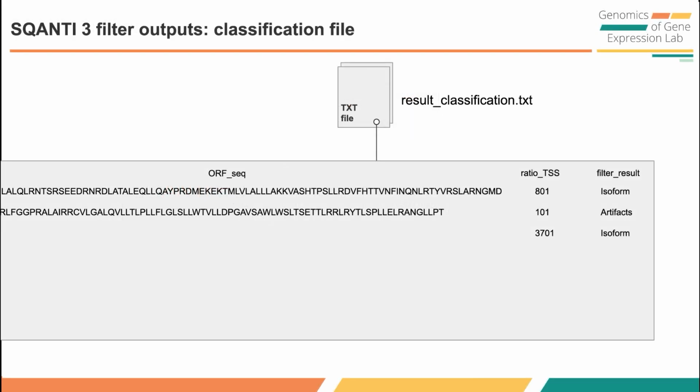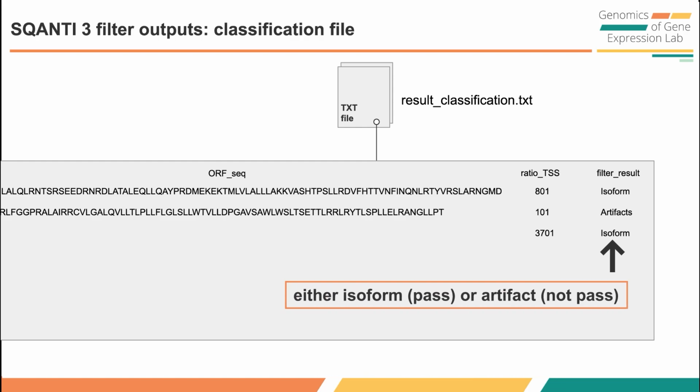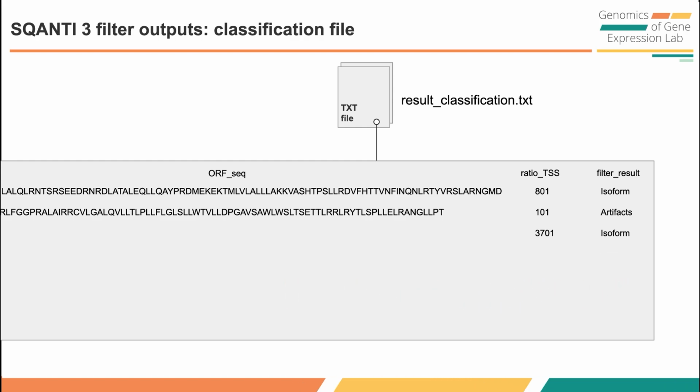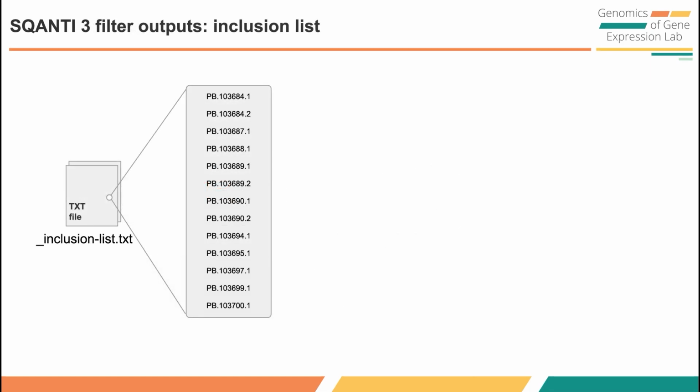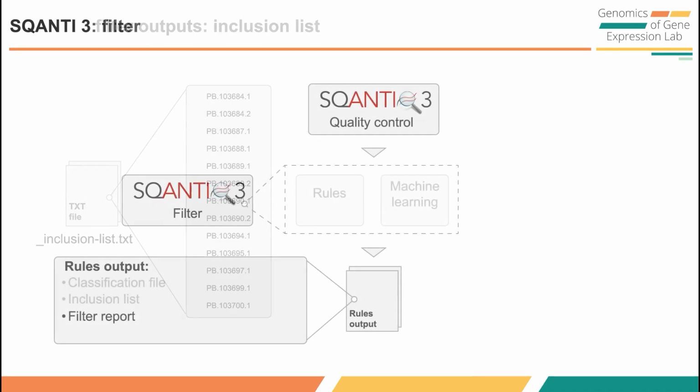The result_classification.txt file is a new classification file that contains an extra column labeled filter_result. This column classifies all the entries as either isoform or artifact. The second one is an inclusion list. The inclusionlist.txt file is a text file that lists the IDs of the isoforms that have passed the filter.